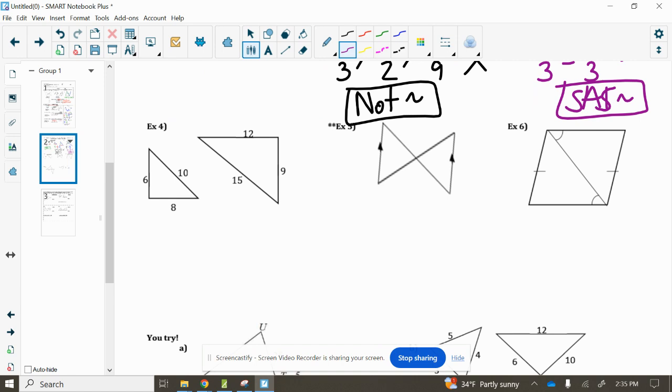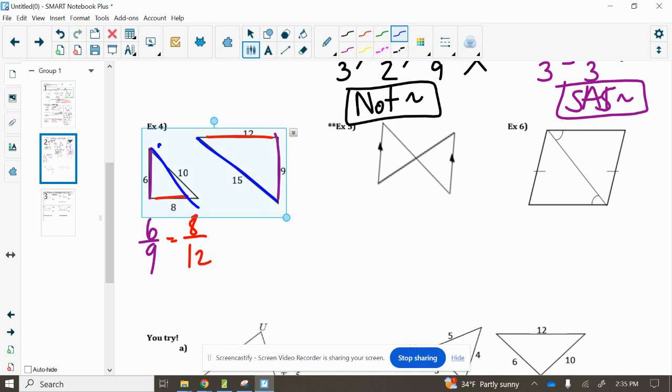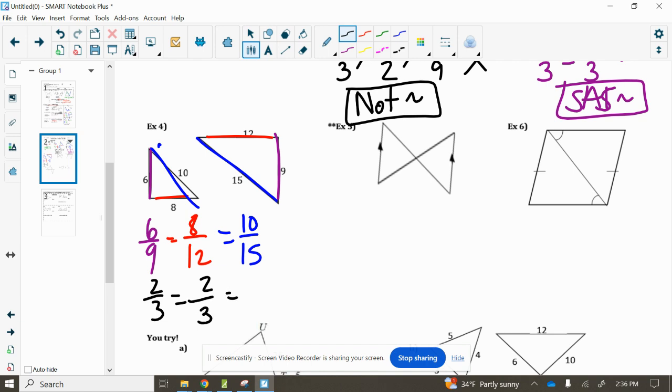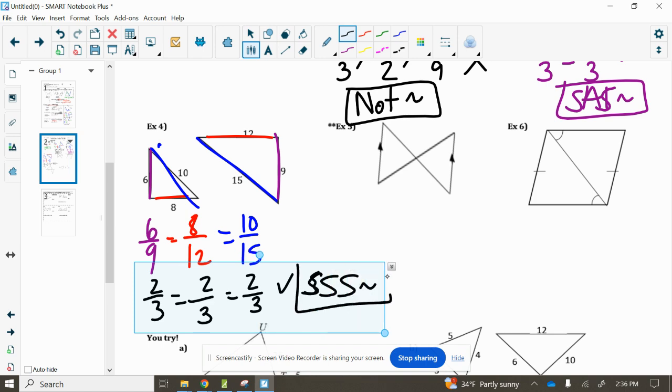Next one, if we check these out, 6 and 9 are the two smallest. Then we have our mediums, 8 and 12. And then we have our larges, 10 and 15. And then all of these this time do in fact reduce to be 2 over 3. So we are lucky enough to say that these are similar by side similarity this time.